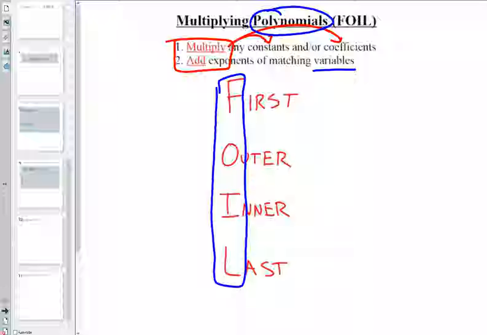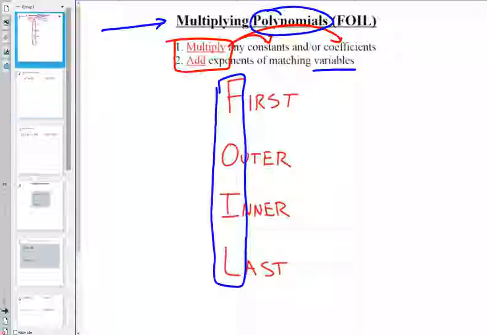Foiling is an acronym and it has a meaning, but the meaning doesn't really mean much. That's what it means, first, outer, inner, last. I don't find it to be very helpful. So, as far as what it means, it's not as important as the fact that anytime we are going to multiply polynomials, let's just give it a name and call it foiling.